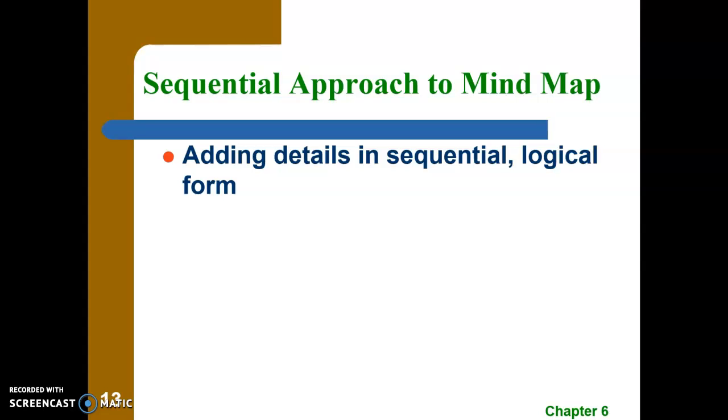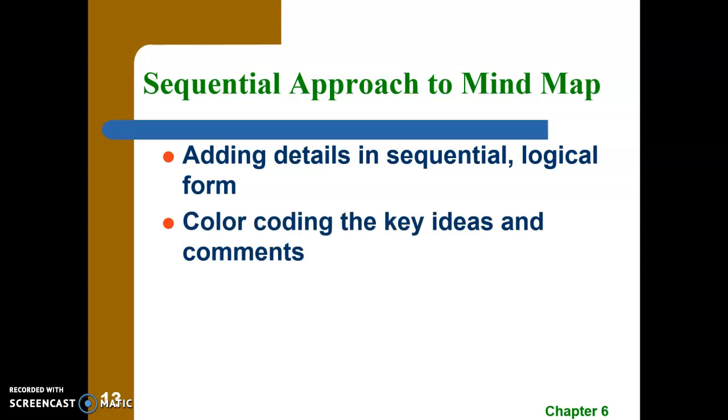And so for those of you that are sequential, when you're doing a mind map, it might be easier for you to add details in a logical form. And so we might do more lines instead of circles. Sequential learners might like to color code their main ideas and then use a different color for their supporting ideas. You might like to add sequential numbers that might help you keep things in order.